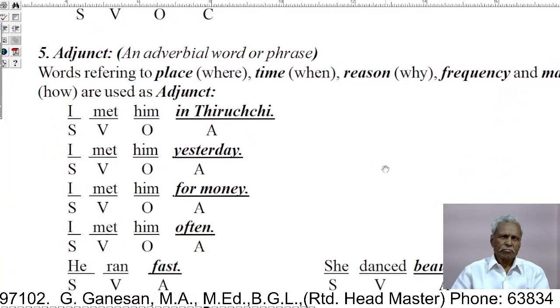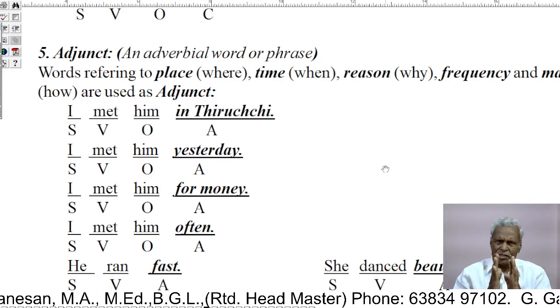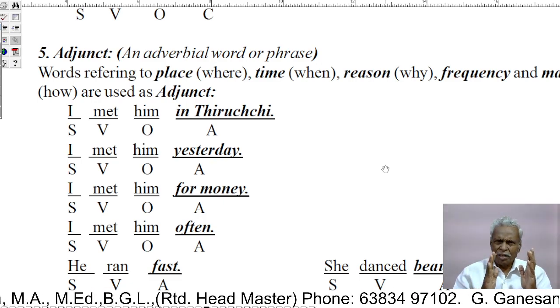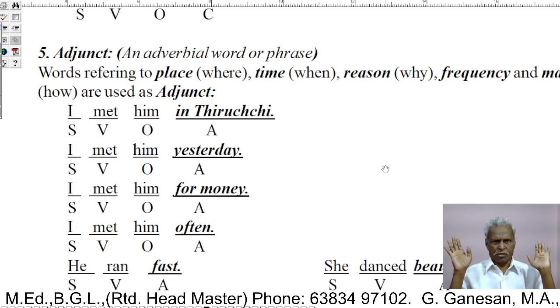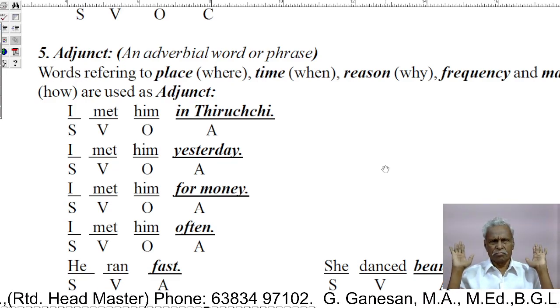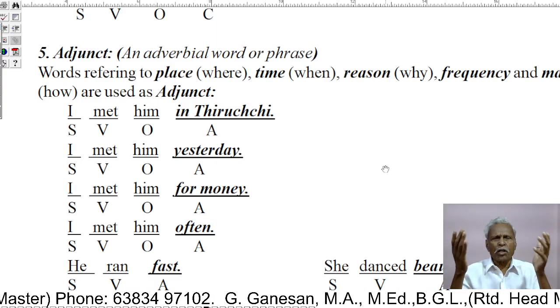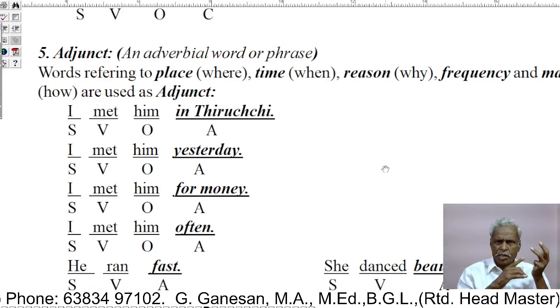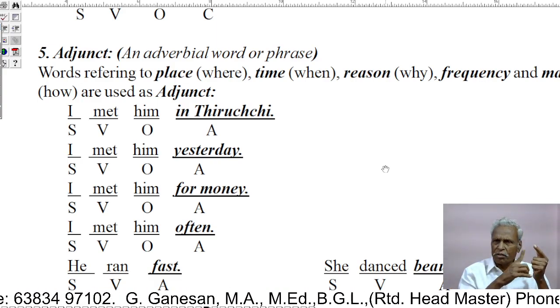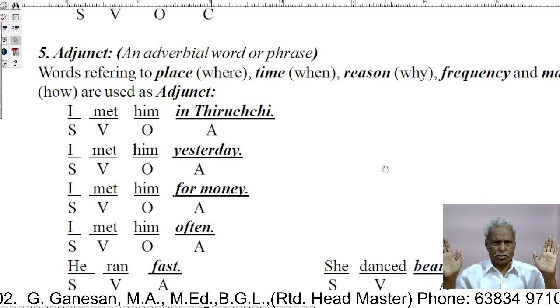Adjunct. What does adjunct mean? Adjunct is nothing but an adverbial word or phrase. An adverbial word or phrase is called adjunct. What are the adverbial words or phrases? Place, time, reason, frequency, and manner. These five elements can be used as the adjunct.